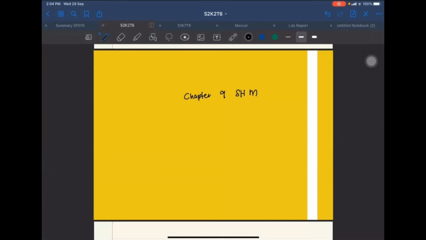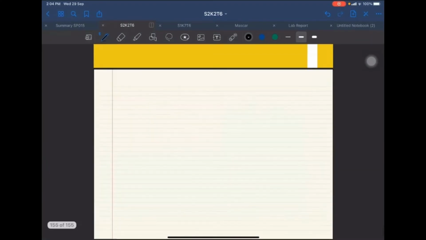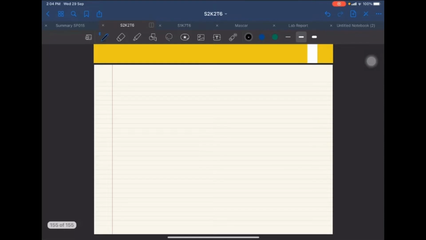Okay, in this chapter, there are three subtopics. So we have 9.1, 9.2, and 9.3. 9.1 is pretty much about simple harmonic motion itself. Most likely we'll be dealing with physical quantities such as displacement, and then velocity and acceleration.